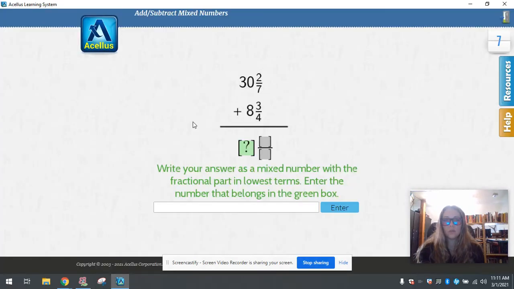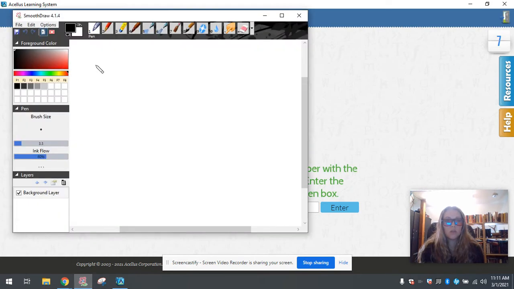All right, now we are adding and subtracting mixed numbers. So the way he showed you might be a little different than what I showed you, but either way, we'll get it done. Okay, so we have 30 and 2/7 plus 8 and 3/4.